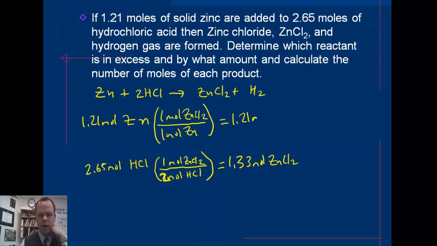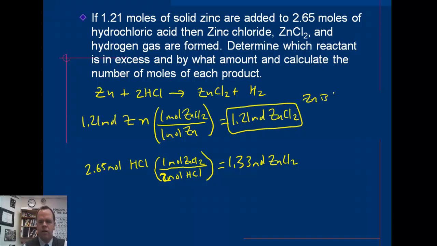We get 1.21 moles of zinc chloride. So what this tells us is if all the zinc reacts, we'd make 1.21 moles of zinc chloride. If all the HCl reacts, we'd make 1.33 moles of zinc chloride. That means we can only make 1.21 moles of zinc chloride, because once we've made that, we ran out of all the zinc. There will be extra HCl left over. So zinc is our limiting reactant.